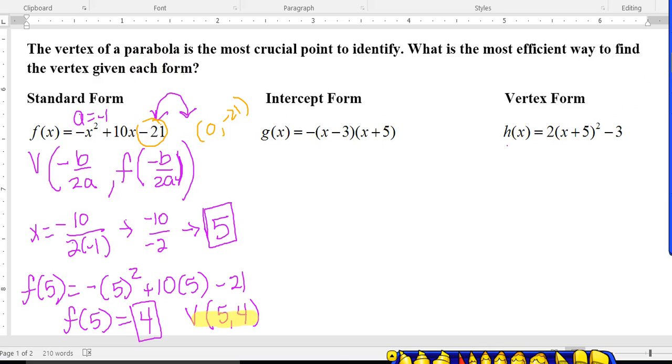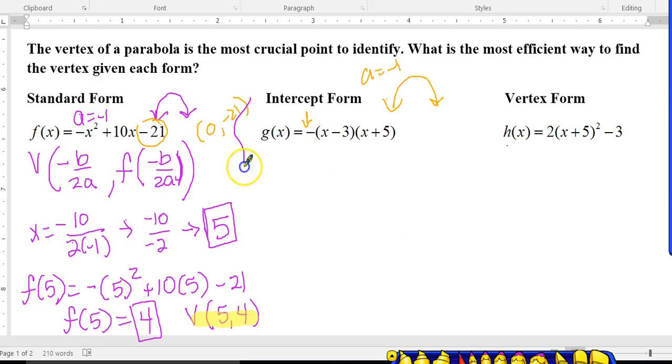All right. The next one is intercept form. This one's a little bit trickier. Okay, intercept form. Well, remember what intercept form reveals. So in this one, our A is what? -1. So I know my parabola opens upside down since A is -1, so I know that. And then what other points does this immediately reveal to me?